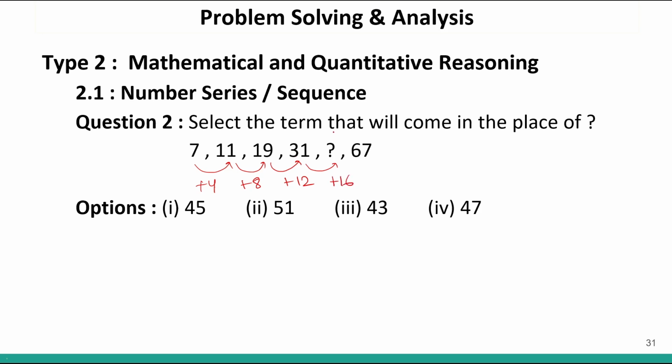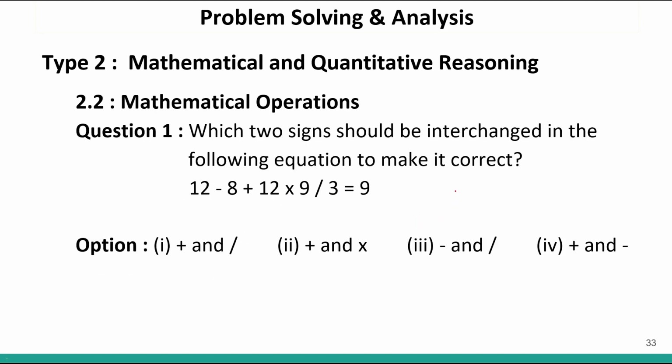So if I add 16 into 31, I'll get 47. Next will be 4 into 5, that is 20. So if I add 20 into 47, I'll get 67. So this logically follows with the next number as well. So our answer will be 47, which is option number 4. So option number 4 will be the correct answer to this question. So this is how you solve questions on number series and sequence.